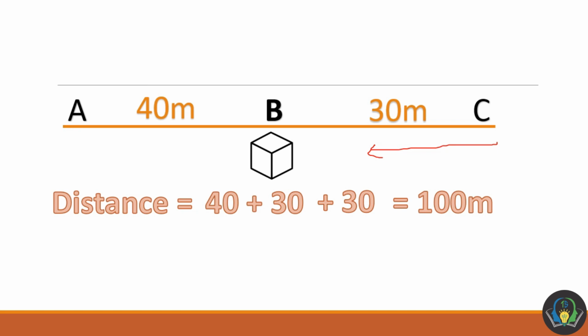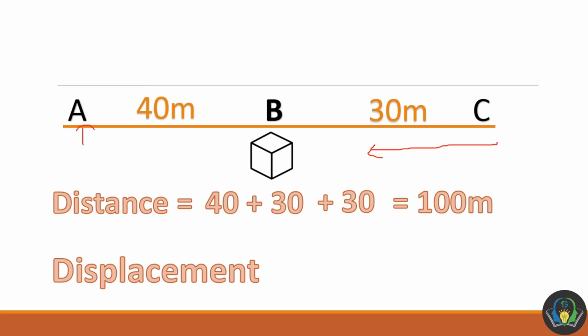Okay. Now coming on to displacement. How much will be the displacement? Now the shortest path between the initial position A and the final position, which was B, will be, you guessed it, 40 meters. So the net displacement is 40 meters in this case. Quite easy to understand. Okay, so we proceed further.